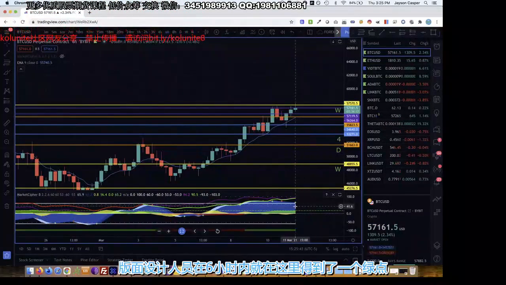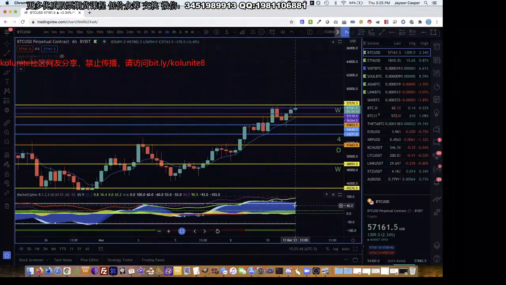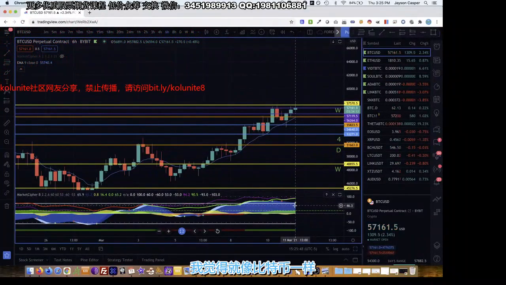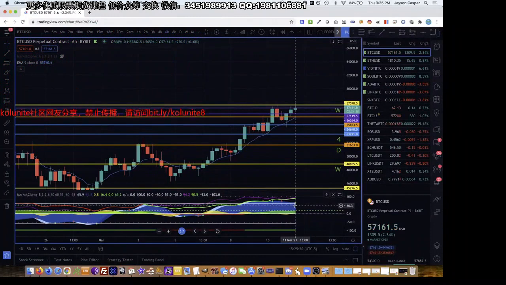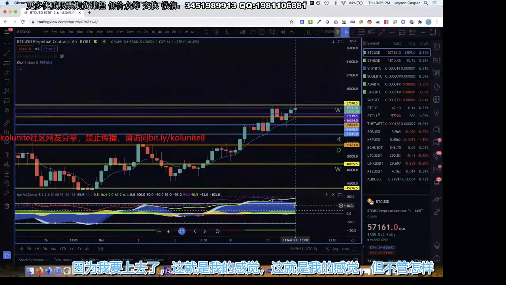Let it play out. Guys, we're getting a green dot on the 6 hour right here. I feel like Bitcoin's just going to go up. That's how I feel. That's really how I feel.